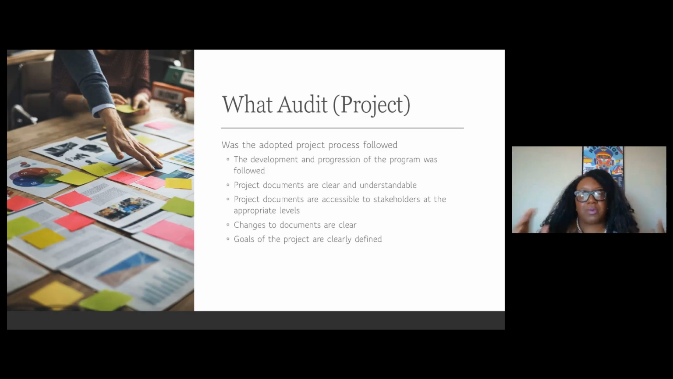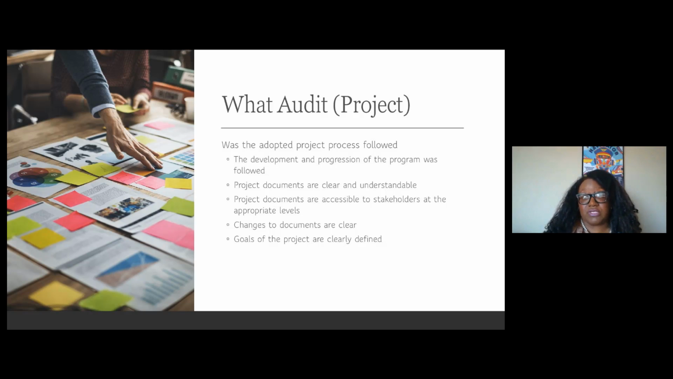So when we audit a project, remember, we've been talking about implementing equitable hiring practices as a project. So when we are auditing a project, these are some of the things that we would look at. The development and progression of the program was followed, right? So we decided how we were going to implement our program, and now we know what steps we're supposed to take, and those steps have been taken. The documents are clear and understandable. So there's no confusion about which document this is, which version this is. Again, remember, we're keeping everything up to date so we can track it.